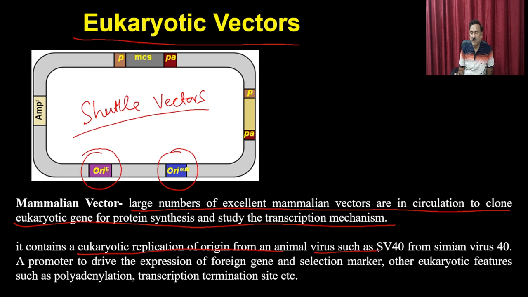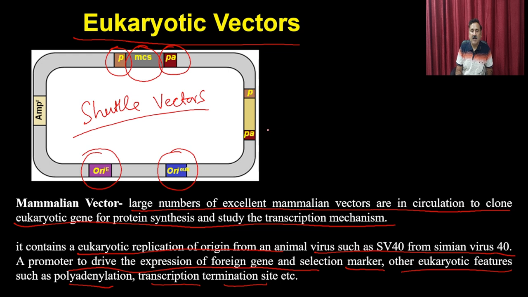Then a virus such as SV40, the simian virus, provides a promoter to drive the expression of the foreign gene, and there is a selection marker. The other eukaryotic features such as the polyadenylation and transcription termination site are present. So this is the multiple cloning site, these are the promoters, and this is the polyadenylation site. Then you have the selection marker, that is the ampicillin resistance gene. There are multiple methods through which you can transfect the eukaryotic vector into mammalian cells, and that we are going to discuss in our subsequent class.